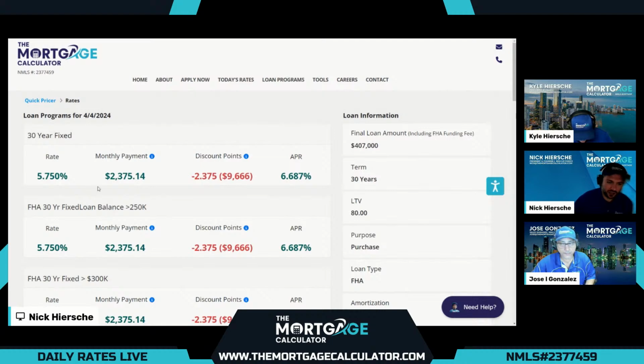So it's just a touch lower today. So 5.75 rate, 2.375 points in cost, puts the final APR at 6.687. So that's just a hair under conventional. The other days they were a little bit further apart. Today they're a little closer. So that's why we love to do the show. We can watch as the programs move.